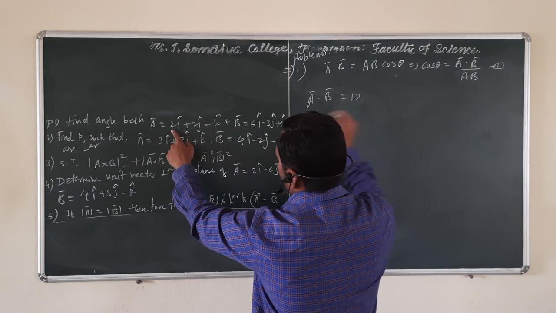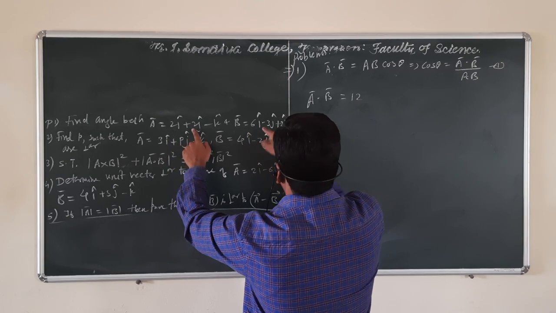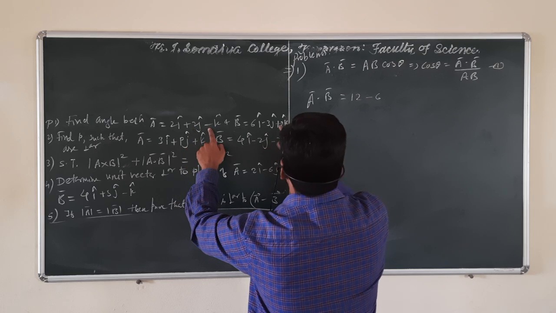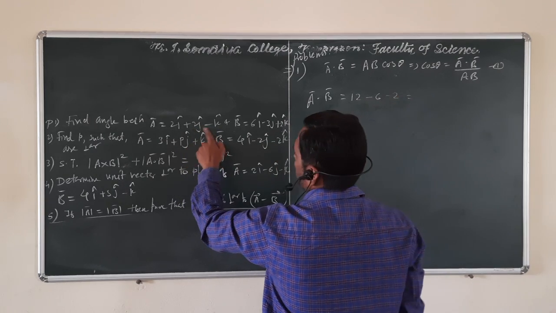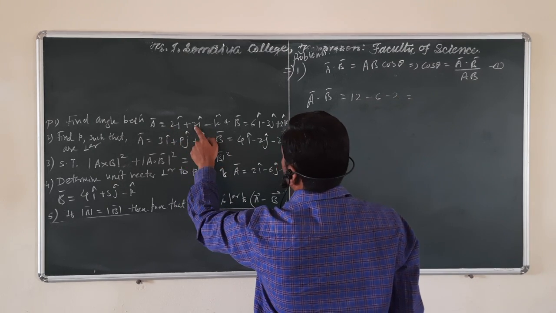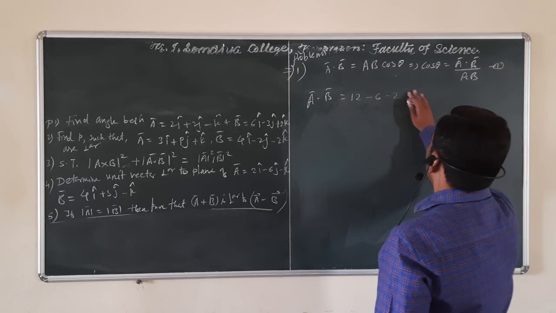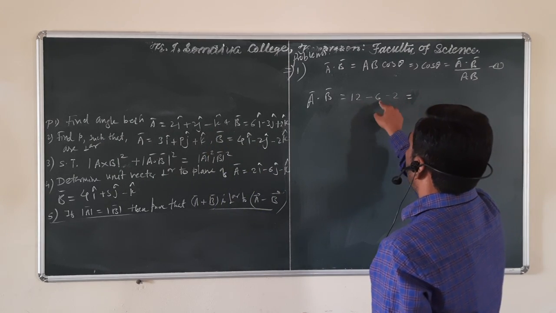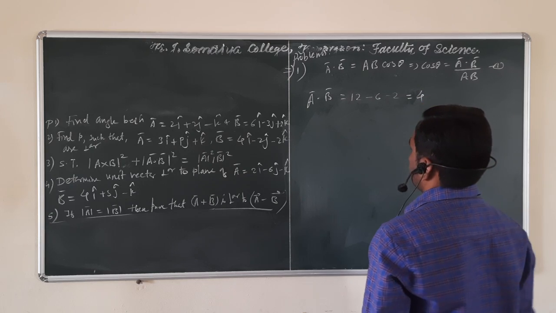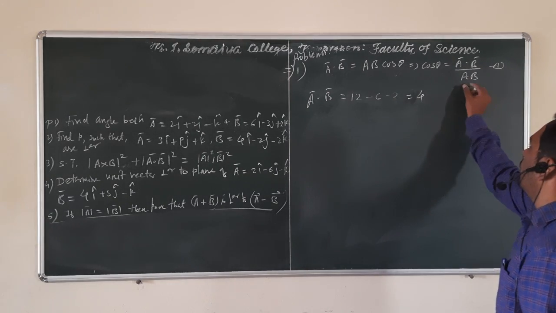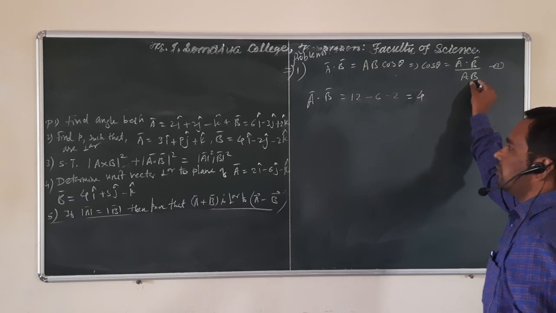So 12, minus 6, and minus 2. So 12 minus 6 minus 2. So this is equal to, 12 minus 8 which is 4. Okay, so A dot B is 4. Now magnitude of A into magnitude of B.